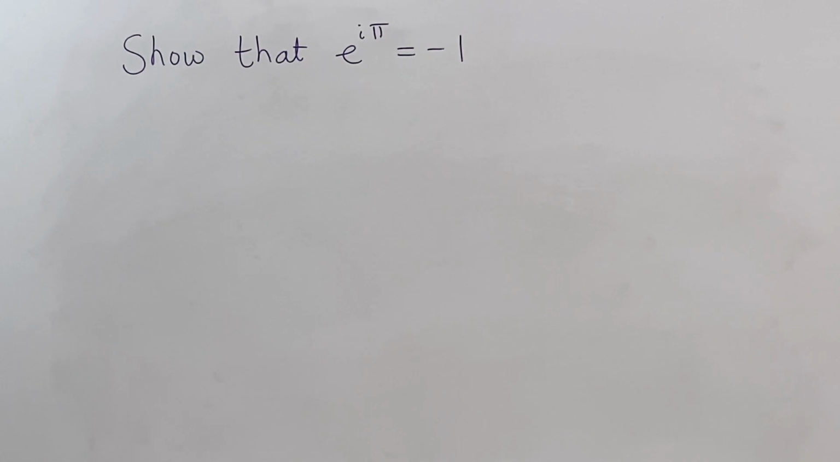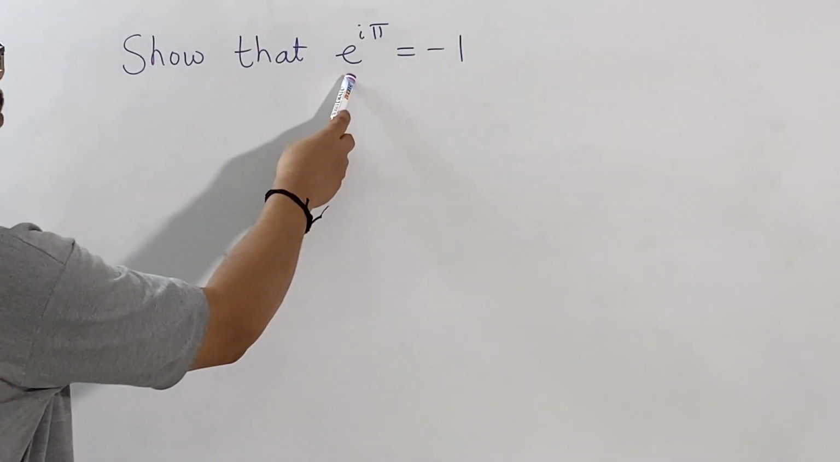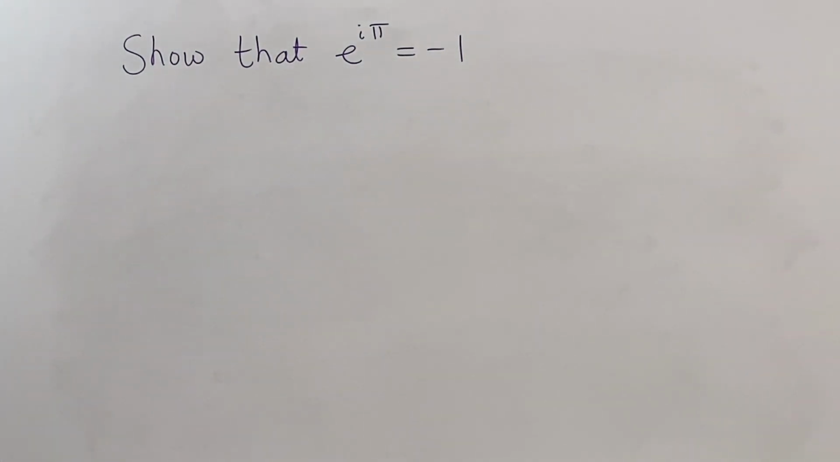In this edition, we will be proving this beautiful identity, which is e to the power i pi is equal to minus 1. Let us start by trying to understand the expression e to the power i pi, and then we will show that e to the power i pi is equal to minus 1.